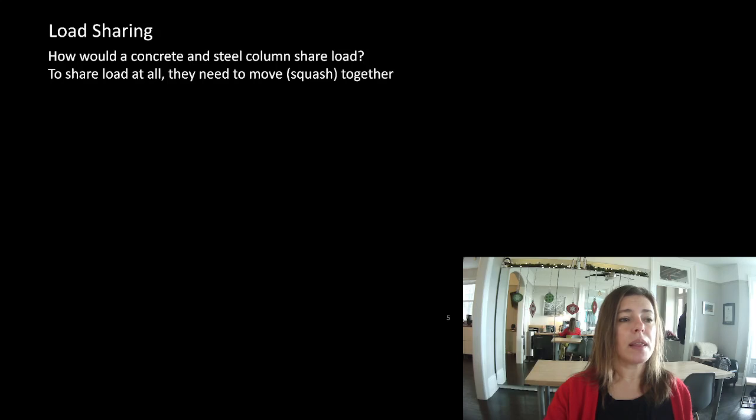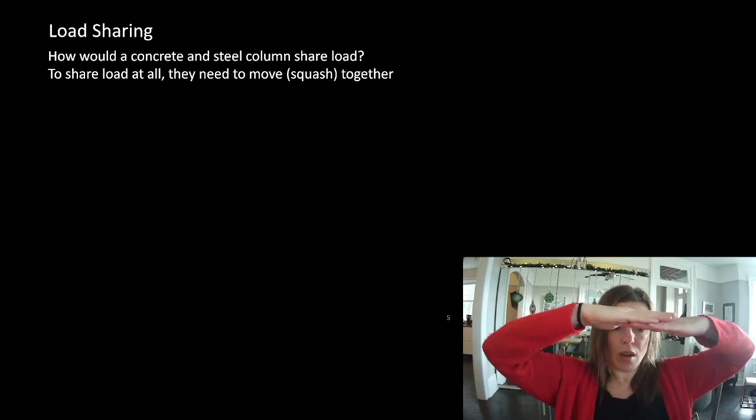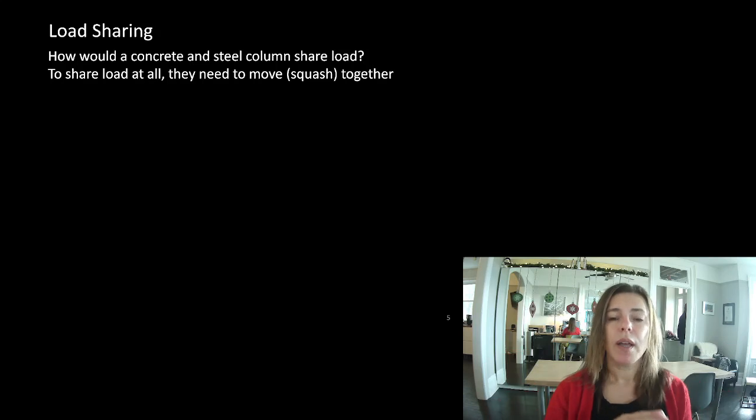So let's talk about an object. How would a concrete and steel column share load? Okay, so to share the load at all, they need to be squashing together. So if we're putting something on it and we're pushing down, and we've got even distribution over the top, they have to be moving together.